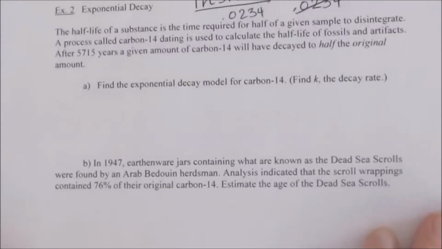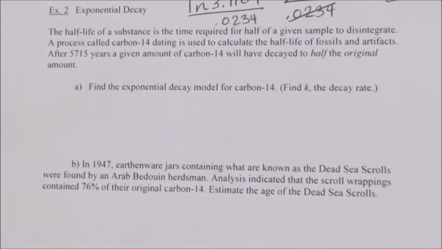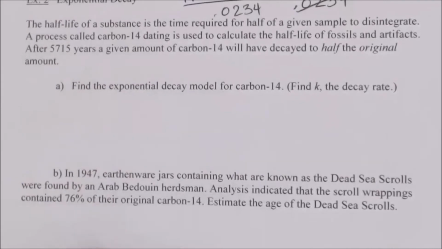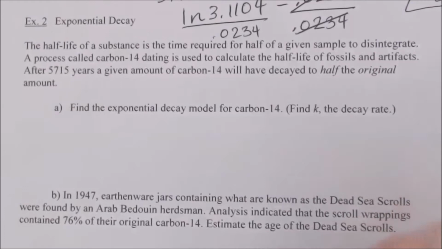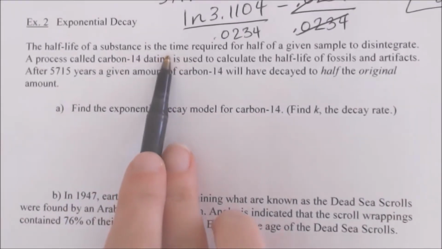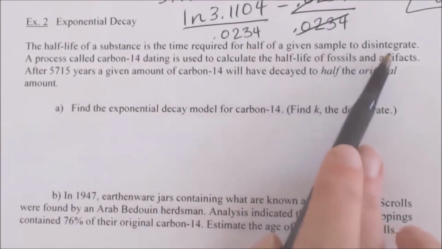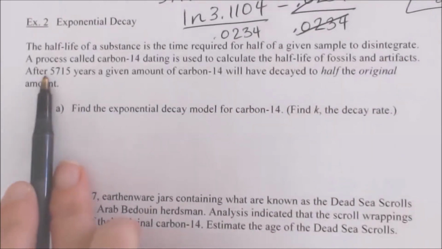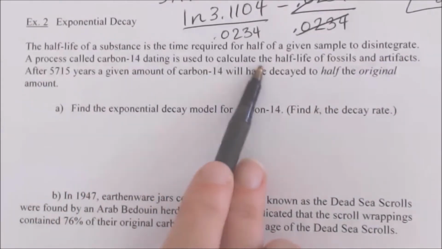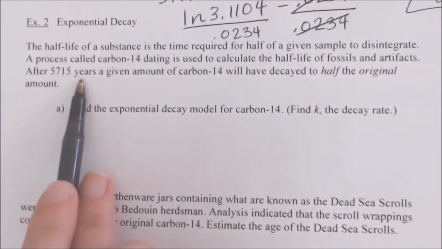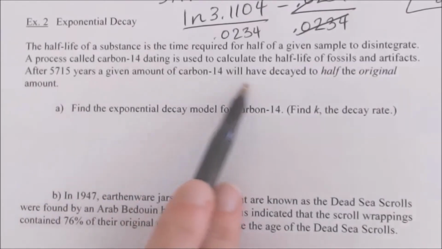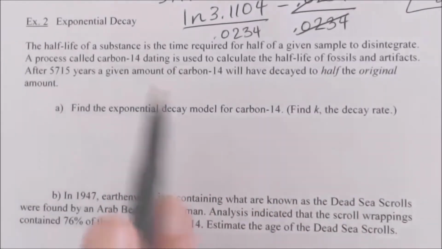Let's look at the next example. If you are a science major, you'll see this again when you take chemistry, or if you took chemistry in high school. You may have talked a little bit in chemistry classes about something called half-life. We're going to look at the half-life of a substance and how that's measured. The half-life of a substance is the time required for half of a given sample to disintegrate. A process called carbon-14 dating is used to calculate the half-life of fossils and artifacts. After 5,715 years, a given amount of carbon-14 will have decayed to half of the original amount.